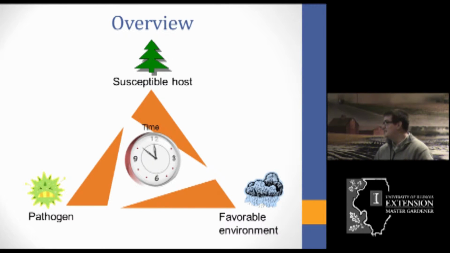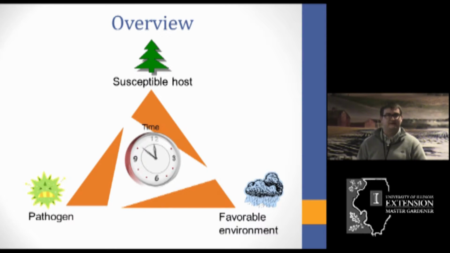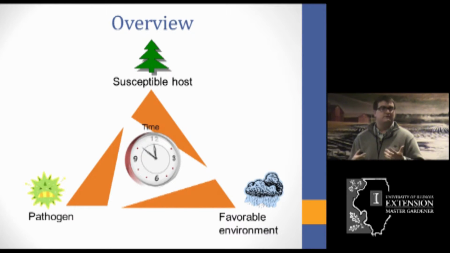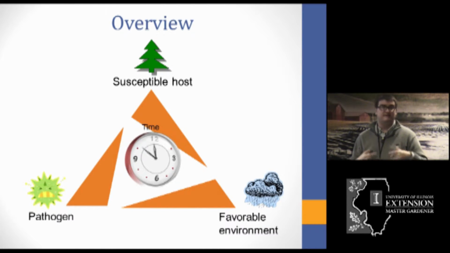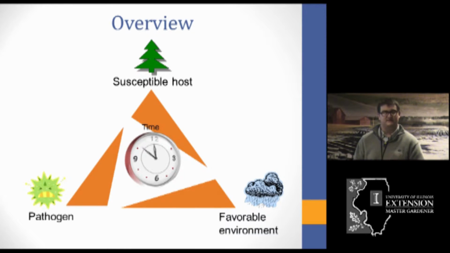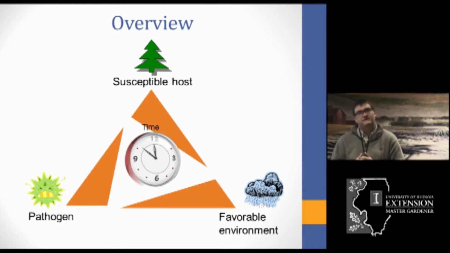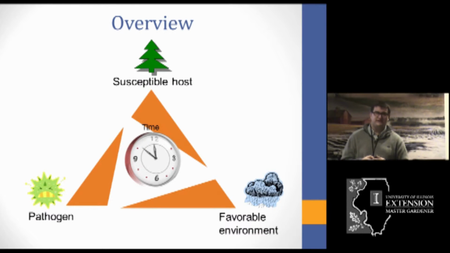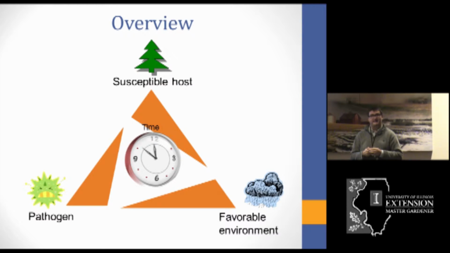Following the triangle down and to the left, we have to have a plant disease pathogen present. Without something like fungal spores or bacteria, we're not going to have that disease show up. And then the third thing is a favorable environment. So you have to have wet, rainy conditions, for instance, or some diseases like hot and humid. It just depends on the specific disease. And then the fourth element, kind of in the middle of the triangle, is time. All of these things happen over time. They generally don't happen overnight.